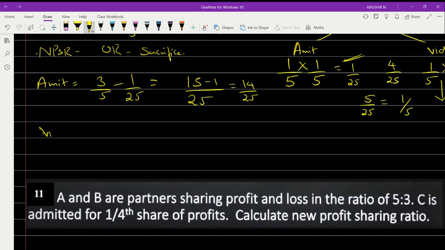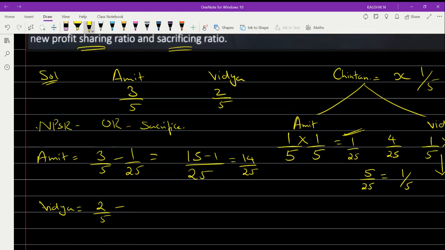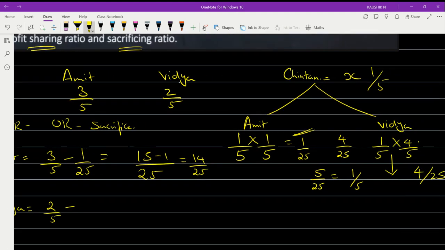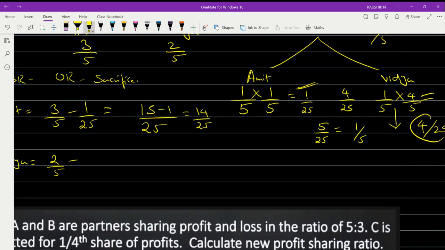Whereas for Vidya, it was 2 by 5 minus, you could have done this even in the beginning itself, because the word 'from' was given for Vidya. This 4 by 25 was given very clearly in the question, and the word 'from' was also used. So you could have done it directly in advance. So 2 by 5 minus 4 by 25. LCM is 25. So 5 twos are 10 minus 4, 6 by 25.